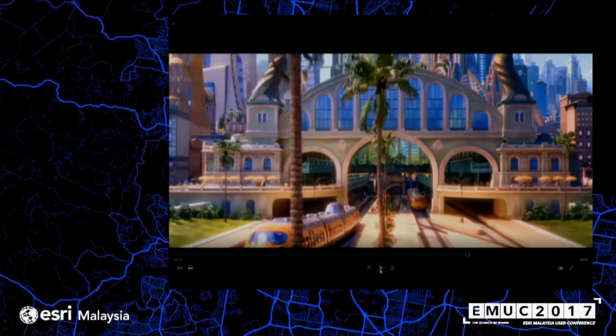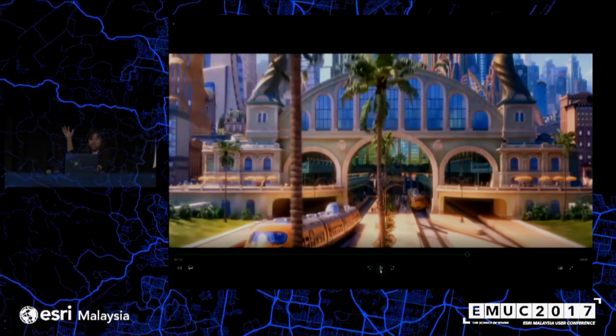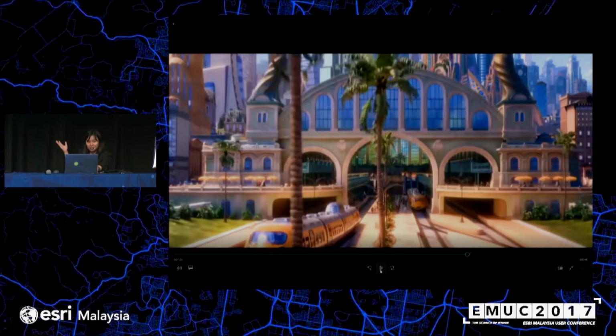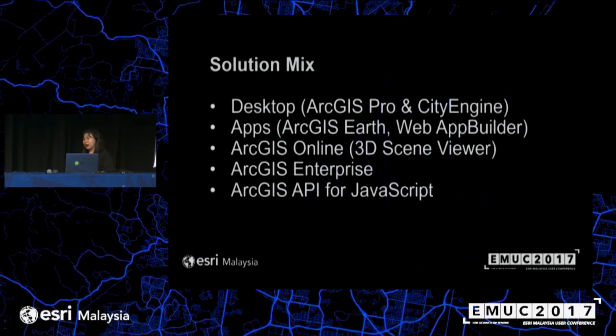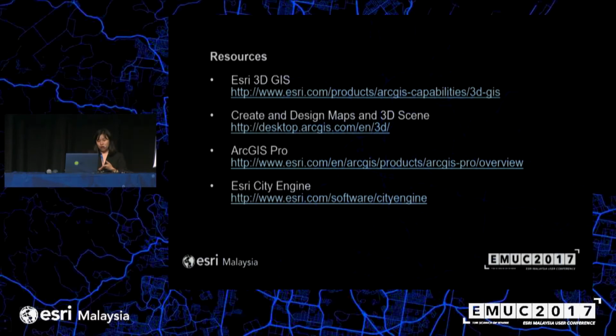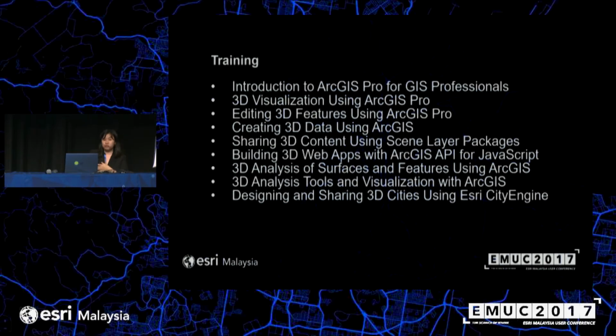Then they get this type of example of the city. So you can use our CityEngine to do procedural rule authoring to get some output similar to Zootopia. The technology that I use in my presentation is on the desktop, which is ArcGIS Pro and CityEngine, and apps such as ArcGIS Web AppBuilder, and so on. ArcGIS Online, you can share as a 3D web scene viewer, ArcGIS Enterprise, as well as ArcGIS API for JavaScript. These are the resources that you can refer to, to start with how to create 3D. And this is a training that you can also refer to.